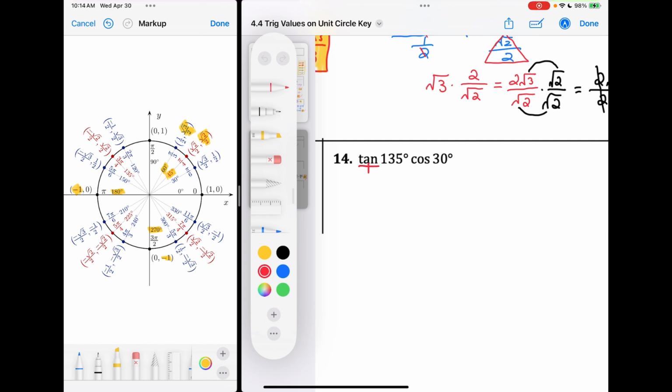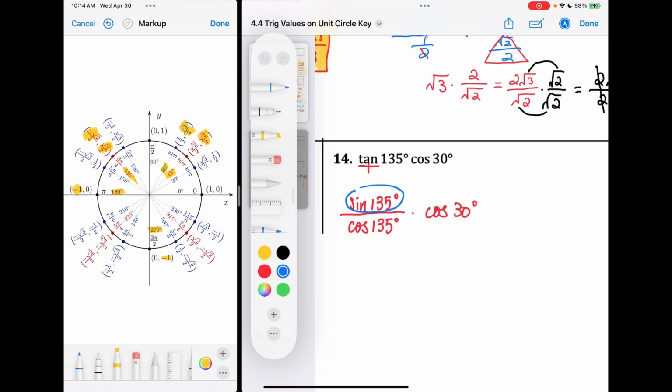Tangent. So tangent, when we use the unit circle, tangent is equal to sine over cosine. So I got sine 135 degree over cosine 135 degree by the quotient relationship, okay? And times cosine of 30 degree. What you see is what you got. Do you see 135 degree? Yes. So remember, the first one is the cosine value, and the second one is my sine value. So what you see is what you got.